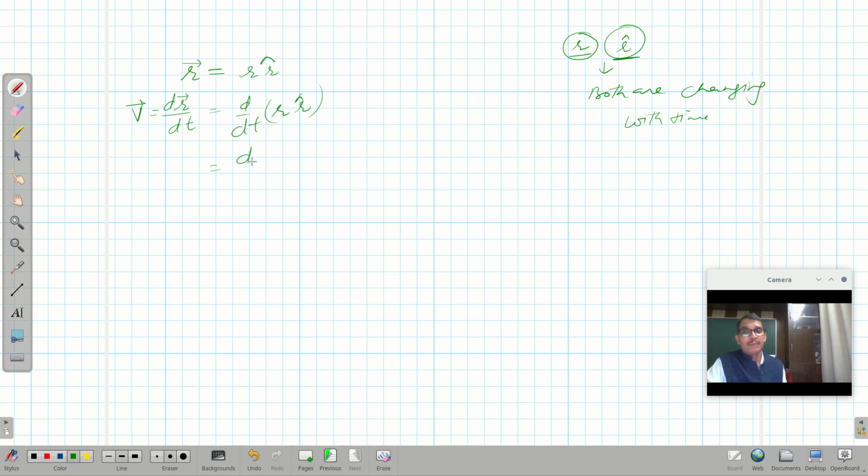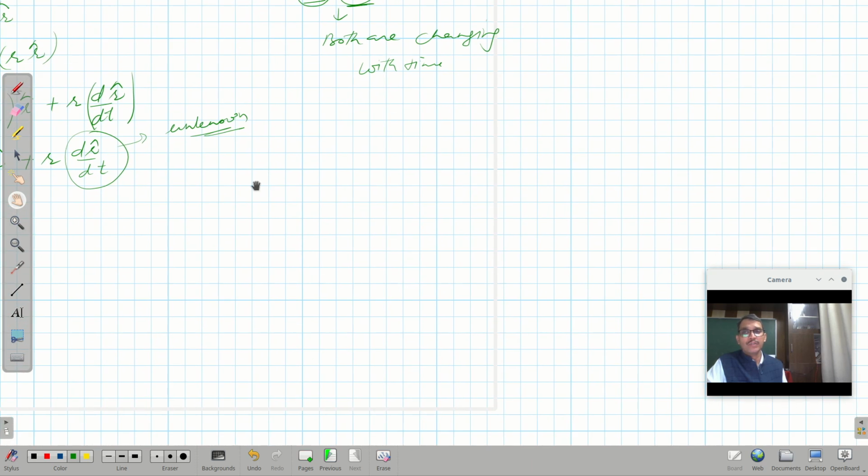That means we first take the derivative of r with respect to time and multiply with it the unit vector r cap, plus r as it is times the derivative of the second function, r cap. As we know, dr by dt is represented by r dot, and r cap remains as it is, plus r times dr cap by dt. Now this quantity is unknown to us, so let us first try to find out this quantity. For this, let us proceed as follows.